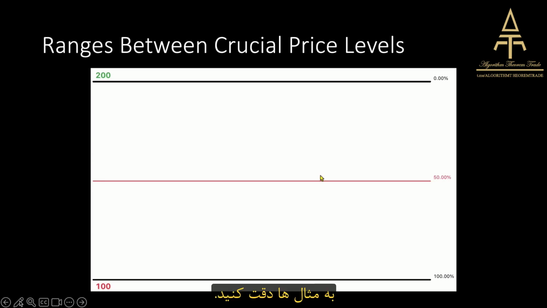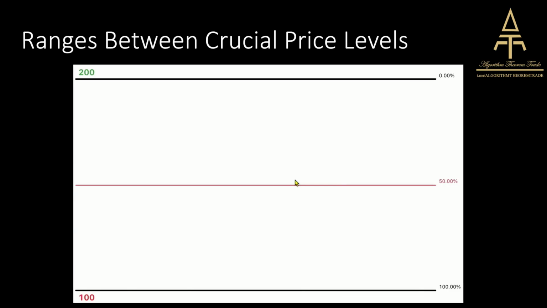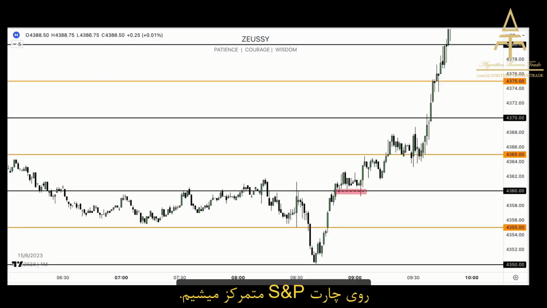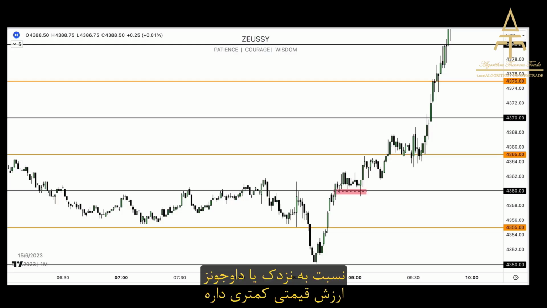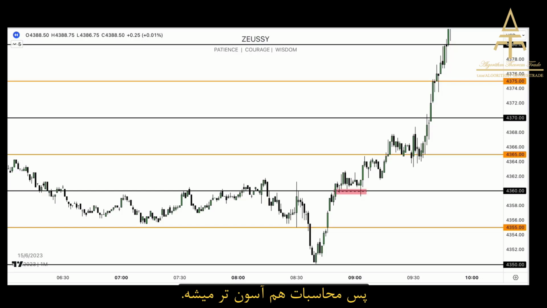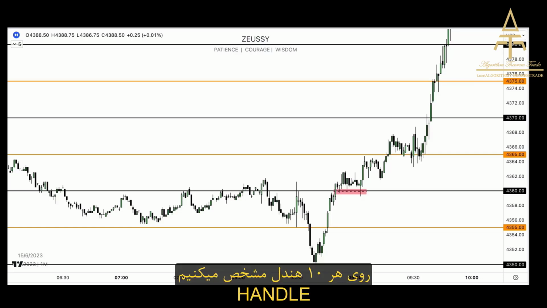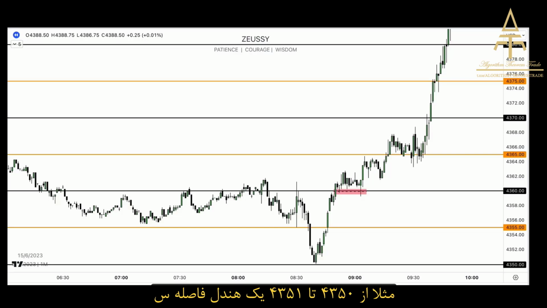So let us take a look at some chart examples now. For the chart examples, we will be looking at the ES chart. The reason I've chosen ES is because it is a market with a relatively low value compared to, for example, Nasdaq or the Dow Jones, and therefore the calculations are rather easy to make. So what we're going to do is draw horizontal lines at every single 10 handles, a handle being, for example, from 43.50 to 43.51.